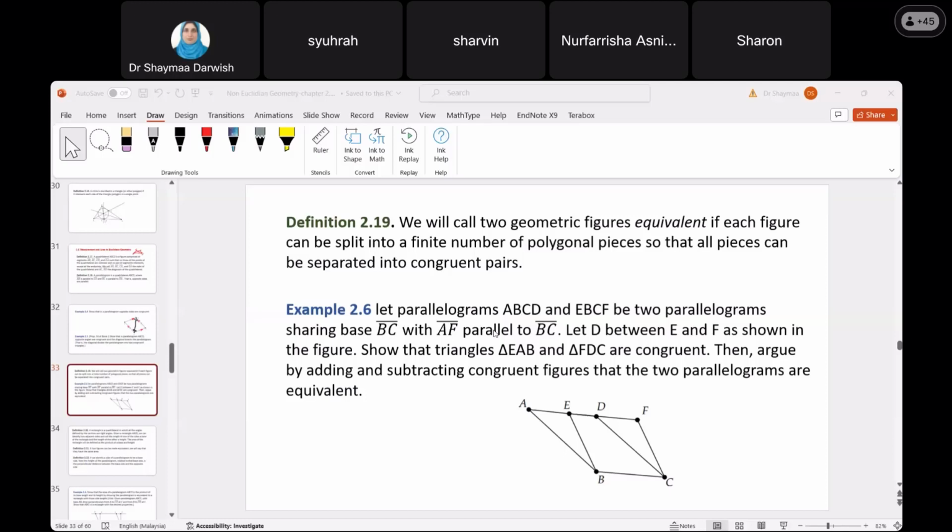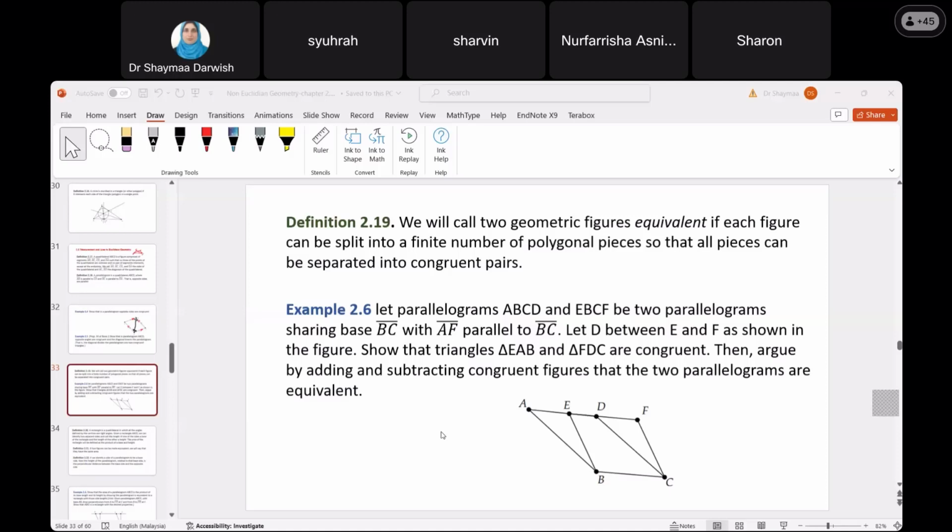Do you find out the difference between two equivalent figures and two congruent figures? Actually, congruent figures should be equivalent, but equivalent figures are not necessarily congruent. If two figures are congruent, they should be equivalent, but if two figures are equivalent, they are not necessarily congruent.